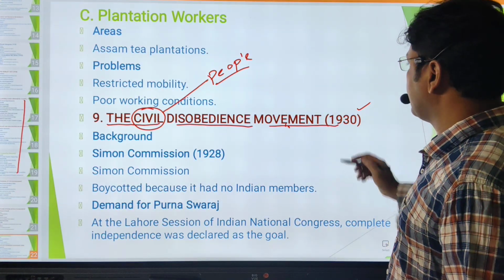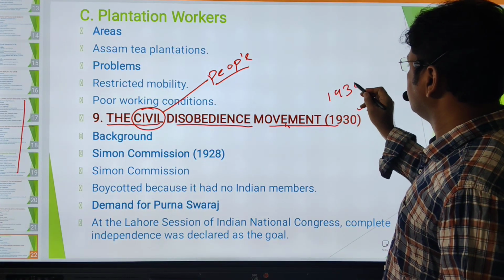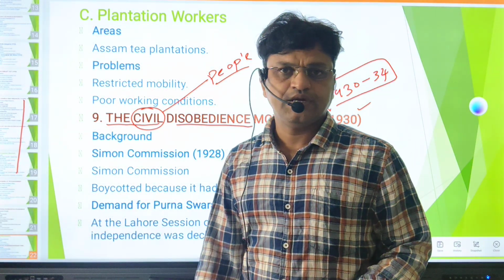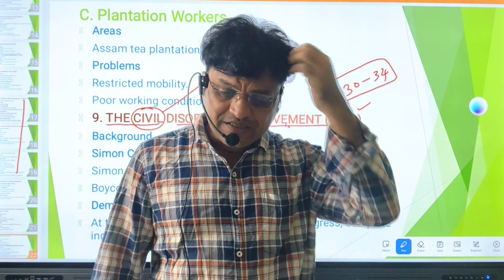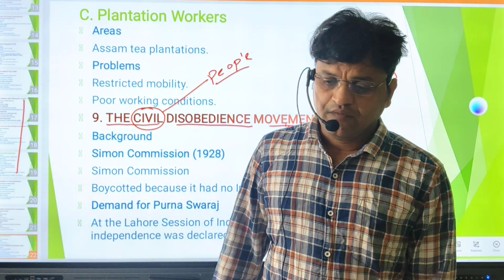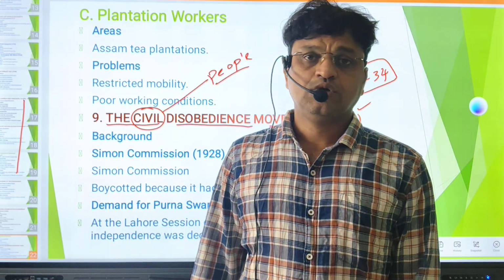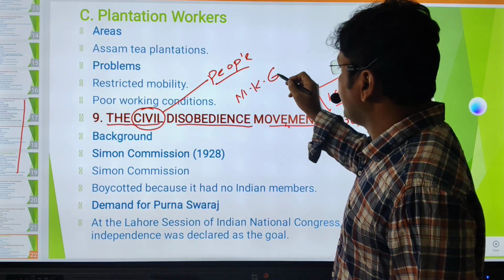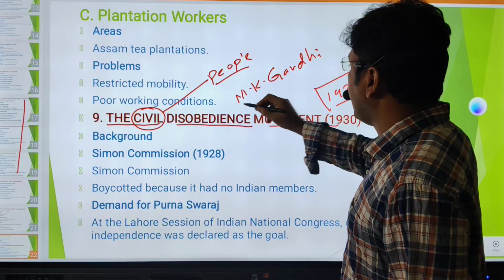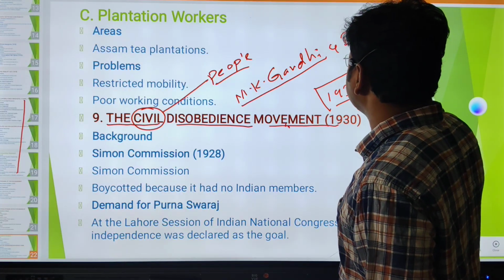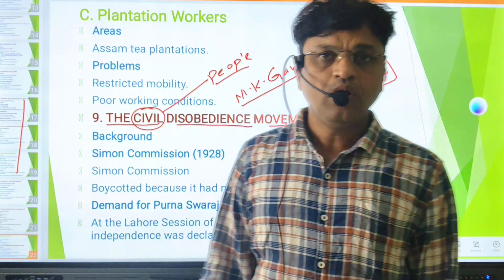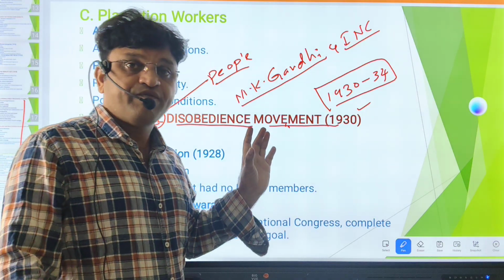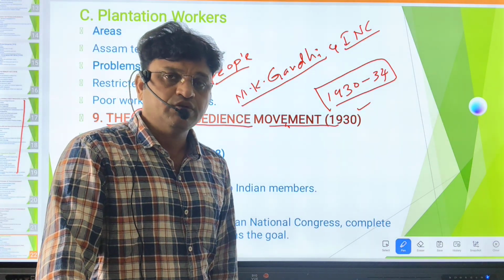This Civil Disobedience Movement occurred from 1930 to 1934. For a period of 4 years, this movement took place in India's freedom struggle. It was launched by Mahatma Gandhi in 1930 with the objective of achieving Purna Swaraj. So who launched the Civil Disobedience Movement? It is M.K. Gandhi, Mohandas Karamchand Gandhi, and INC leaders, Indian National Congress leaders, also played a very instrumental role in the success of the movement. It is one of the very famous mass movements launched by Mohandas Karamchand Gandhi.